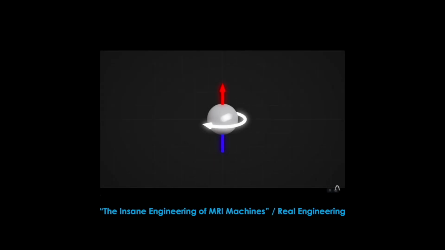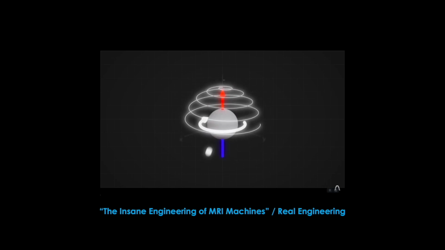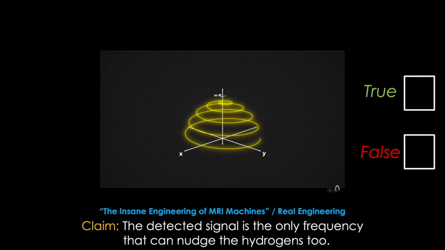Next clip. Recall that MRIs detect signals from the spiral decay pattern of hydrogens after they've been nudged. These spirals decay with a unique rotational frequency. Interestingly, this is the only frequency that can nudge the hydrogens too. Claim: The detected signal is the only frequency that can nudge the hydrogens too.